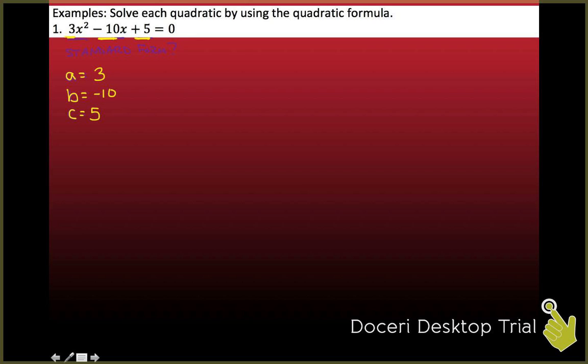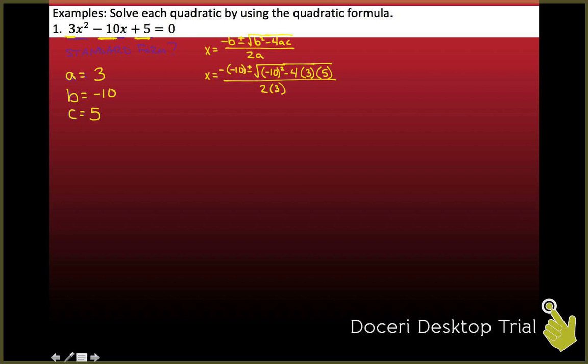So I'd like you to write out the quadratic formula, the whole thing. It's x equals negative b plus or minus the square root of b squared minus 4ac all over 2a. And now we're just going to start plugging in, making sure we use our parentheses. So x equals negative, b in this case is negative 10, plus or minus the square root in parentheses of b, which is negative 10, squared, minus 4, a in this case is 3, c in this case is 5, all over 2, and a in this case is 3.